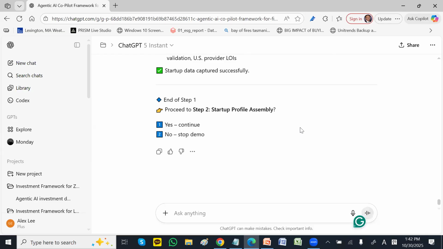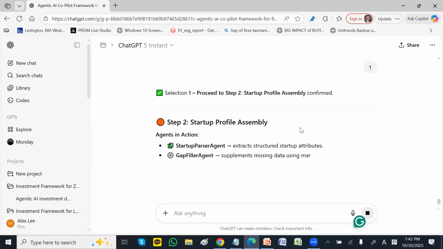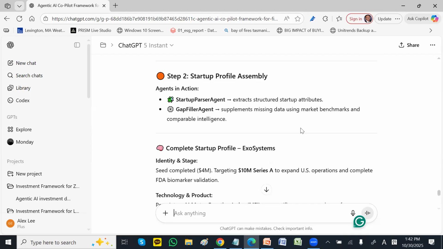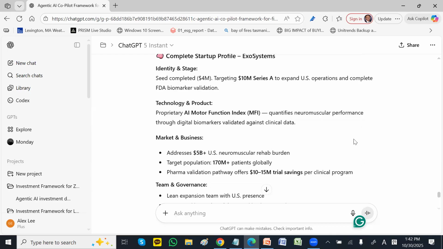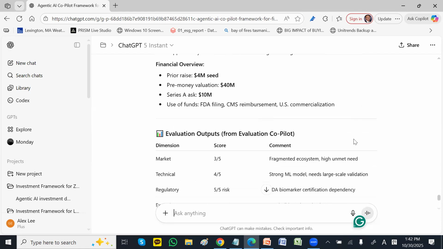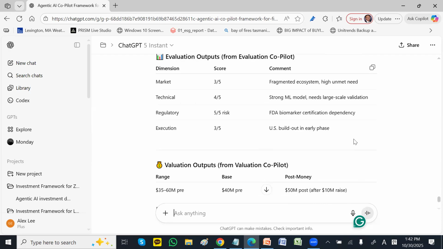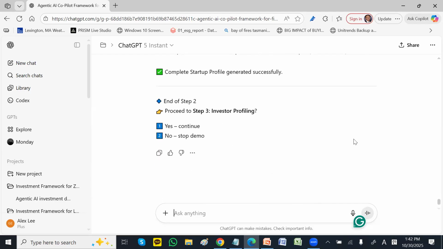So okay. It tries to give you a snapshot of the profile of your startup, so it has a better understanding. So agentic AI tries to understand you, and then tries to find the potential investors matching your profile. That's the basic idea. It understands everything: market, technical, regulatory, execution, and investor. Based on yours, it tries to find the investors to match with you.